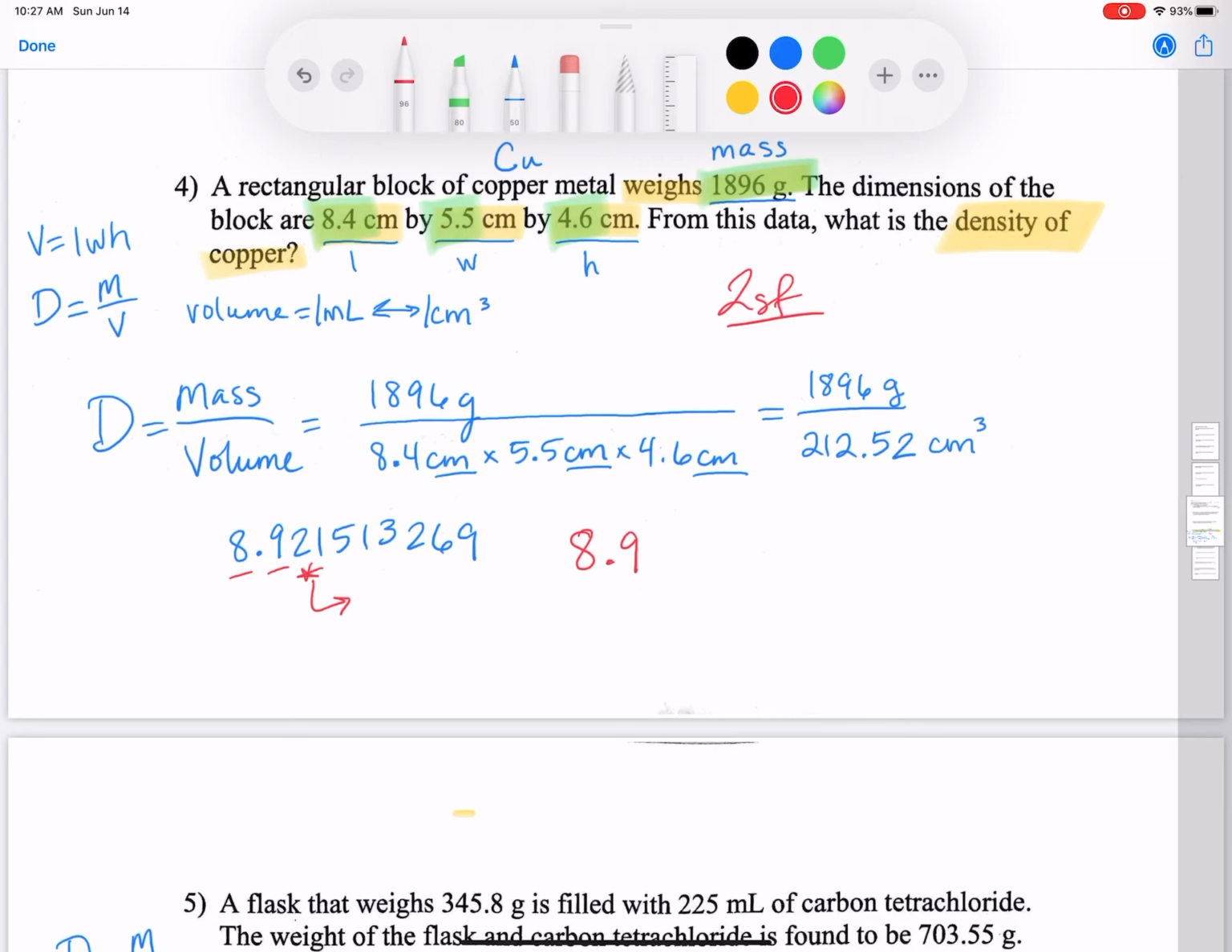My units is what's remaining from the question. I had grams in the numerator, centimeter cubed in the denominator. So my unit is grams per centimeter cubed. And just as a reminder, if I were to write it out as 8.9 grams over centimeter cubed, that's an appropriate way to write it out as well. There's no need to have your division sign for your fraction slanted versus straight. You could do either or. I'm going to continue with this format.